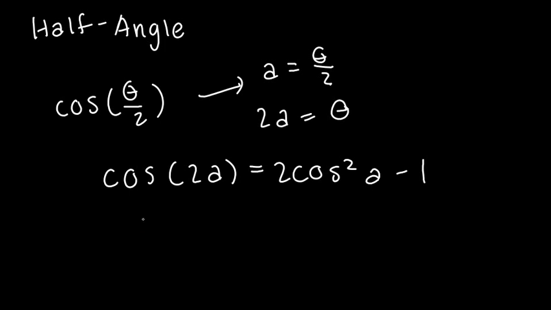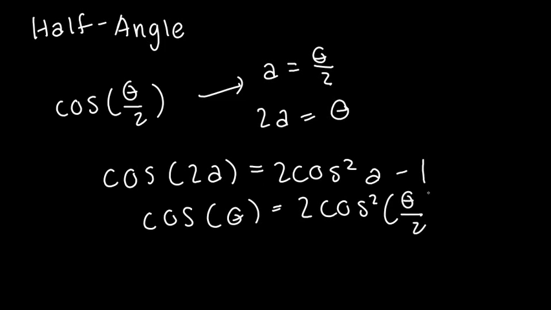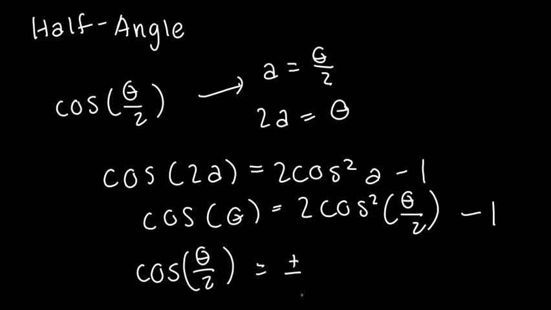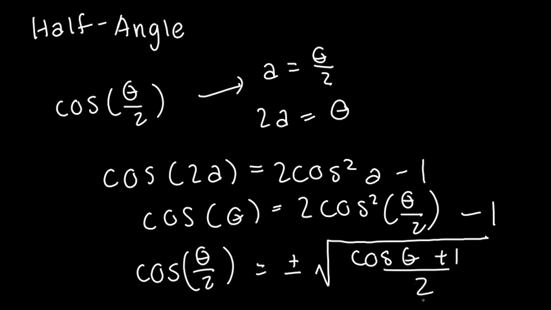We would have that cosine of theta, which is just our 2A, is equal to 2 cosine squared of theta over 2, because it would have to be that divided by 2, minus 1. And so we can get this on one side, our cosine of theta over 2, we can isolate it, and we get that this is equal to plus or minus the square root of cosine theta plus 1 all over 2.